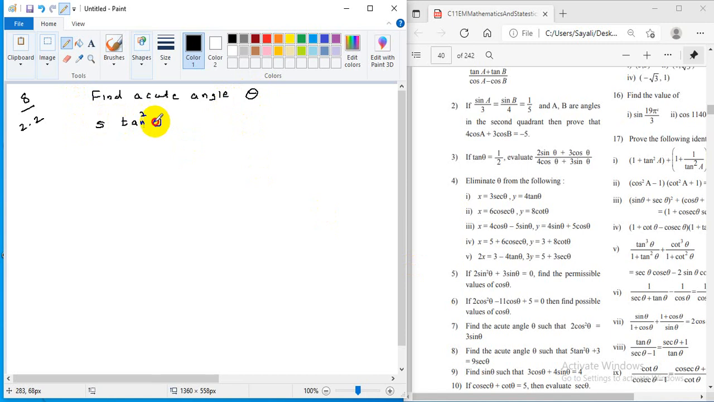5 into tan squared theta, plus 3 is equal to 9 sec theta plus 3, okay, this is equal to 9 into sec theta. This is the problem.